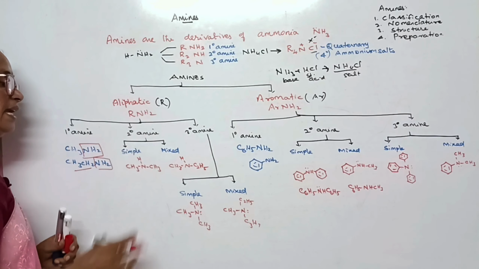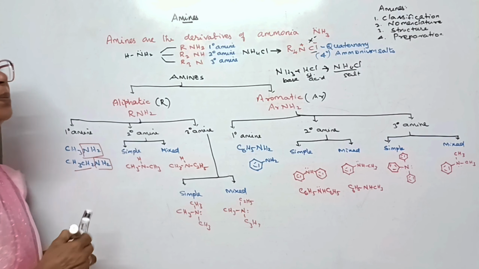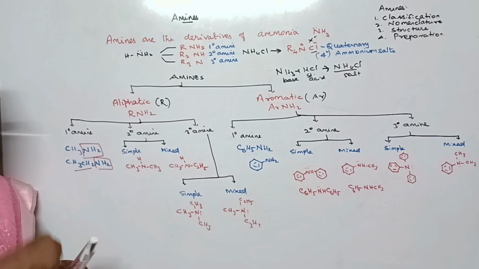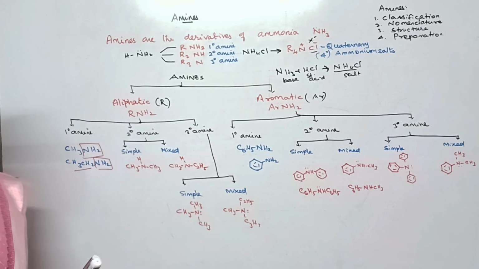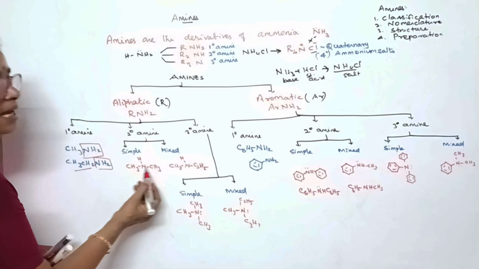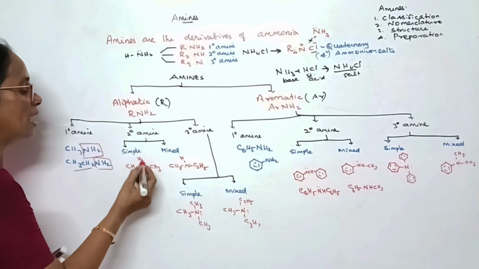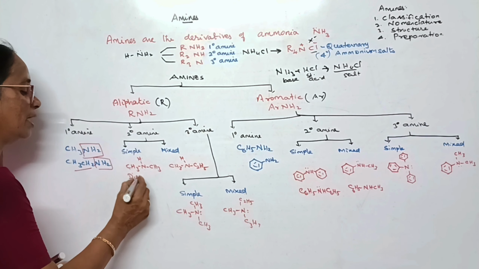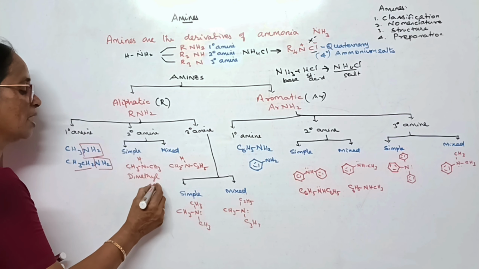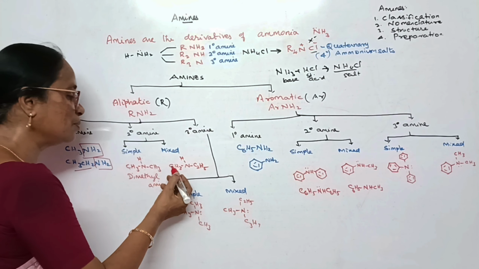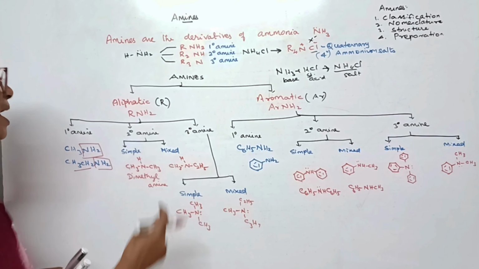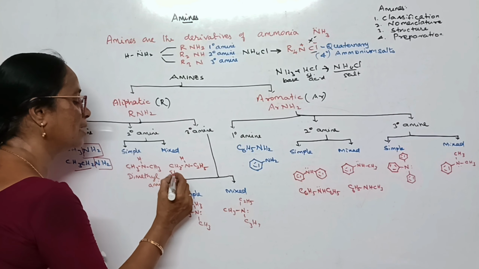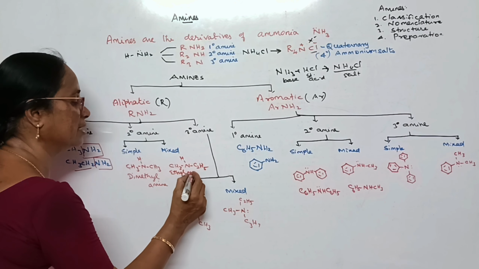When I take secondary amine, that can be further classified into simple and mixed. Simple means both the alkyl groups are similar. Mixed means the alkyl groups are different. See, in the simple dialkyl amine I have dimethylamine. CH3, CH3, both of them are similar groups, so this is dimethylamine. But in the mixed one, one is a methyl group and the other is an ethyl group, and hence in secondary amines we can have mixed amines also. So this becomes ethylmethylamine.